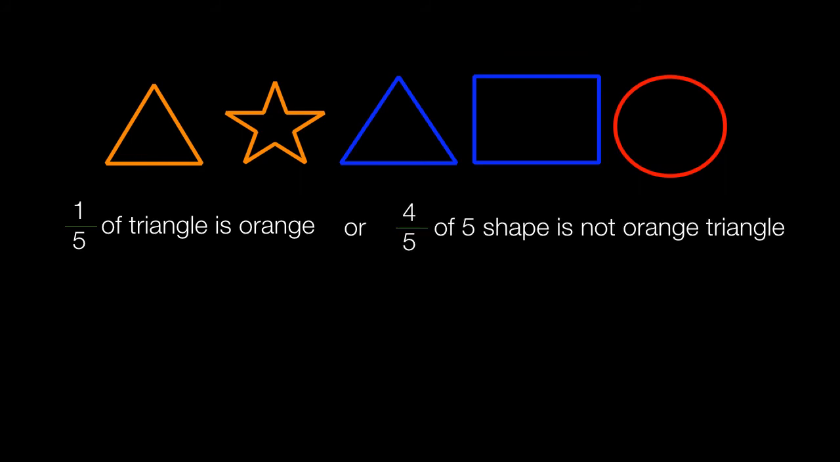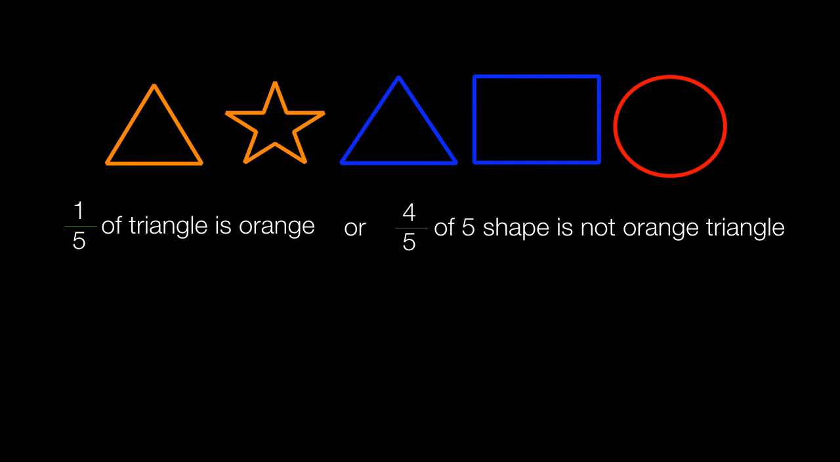So here let's find out what fraction of these 5 is the orange triangle. So the answer will be 1/5 of the shapes is the orange triangle. Or I can even turn around and say 4/5 of the 5 shapes that I have are not the orange triangle.